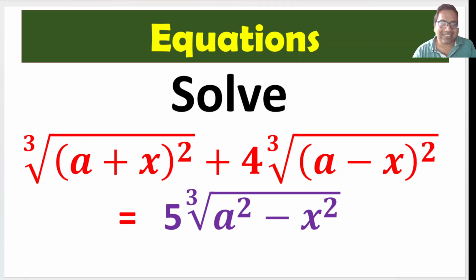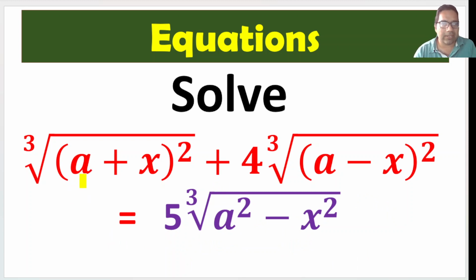Hi friends, here is a really nice problem. We have to solve (a plus x) whole power 2 by 3 plus 4 times (a minus x) whole power 2 by 3 equals 5 times (a square minus x square) whole power 1 by 3. This is a more generalized problem.